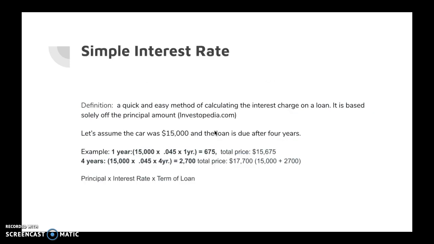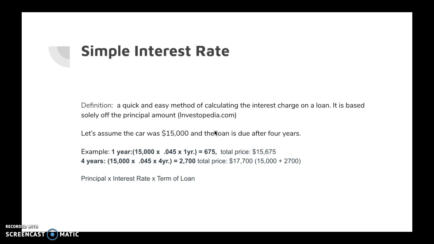So we'll get started with some explanations and examples of the two rates so we can figure out which one really is better. First is simple interest rate. The definition is just it's a quick and easy method of calculating the interest charge on a loan. It's based solely off the principal amount.